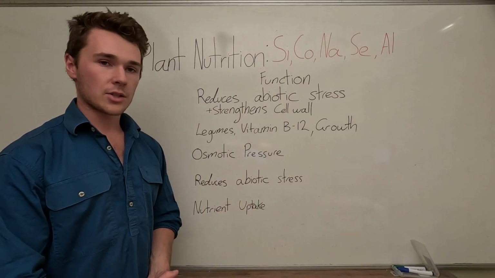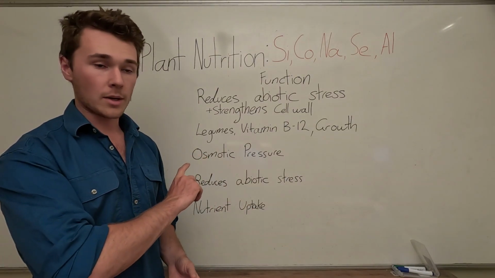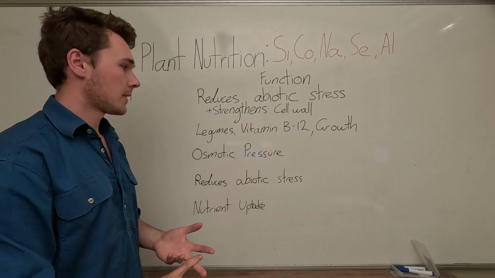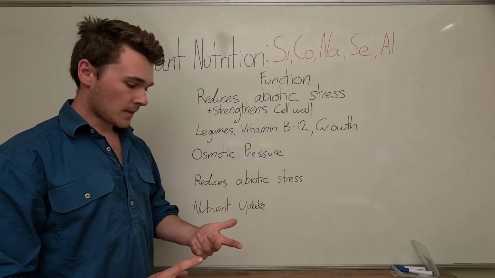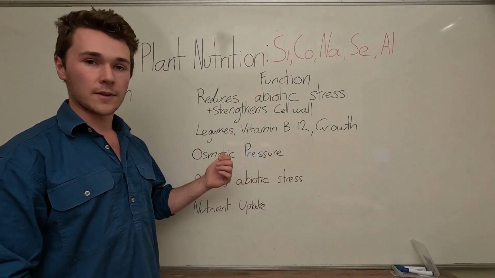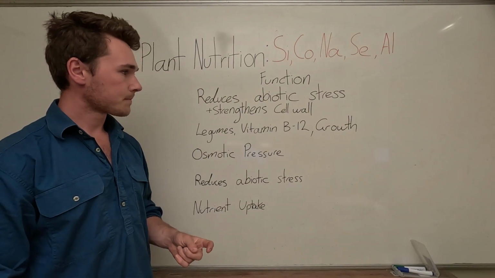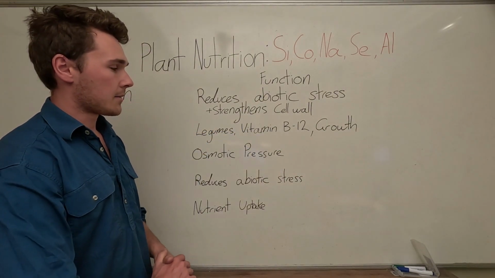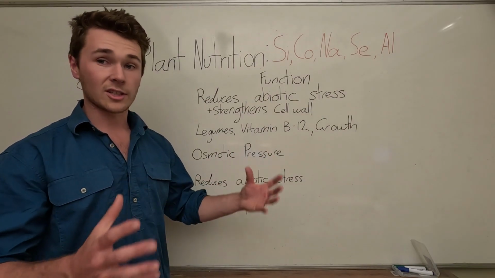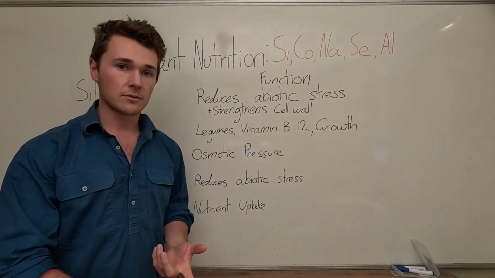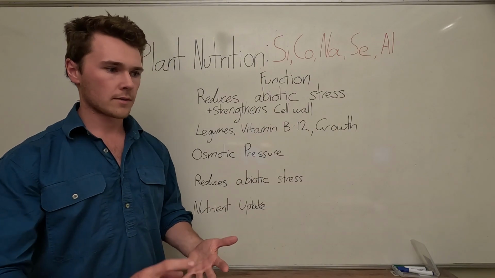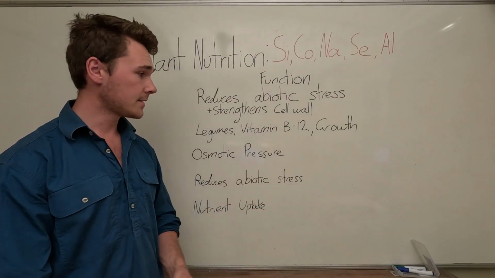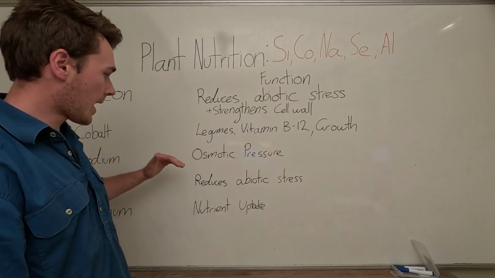Vitamin B12 production requires cobalt. It's a cofactor in the production of vitamin B12, which increases nitrogen fixation in legumes. And then generally cobalt assists in growth of our plants. I say that quite generally because it increases germination rates, I think root growth, just plant growth as it is. Next we have sodium.